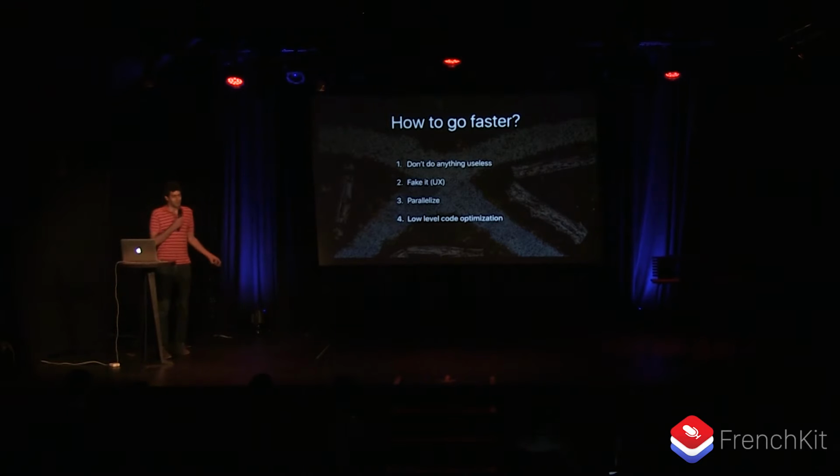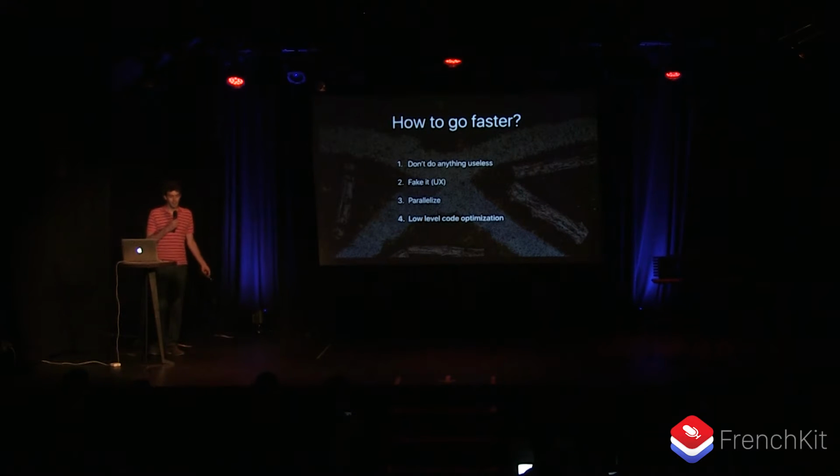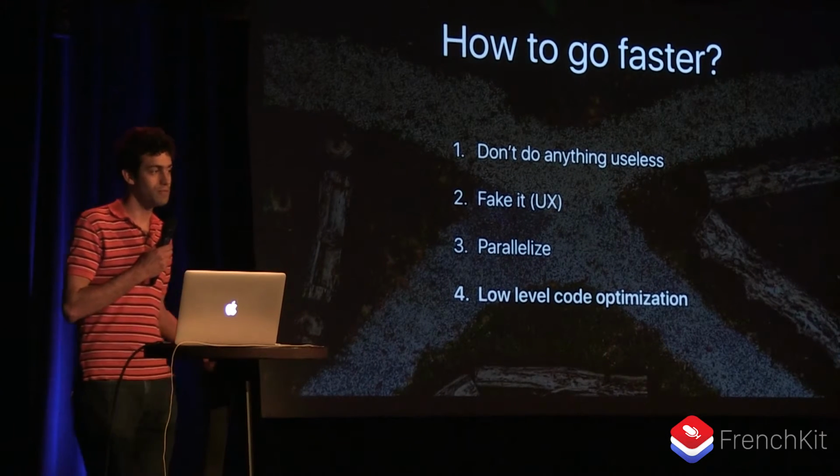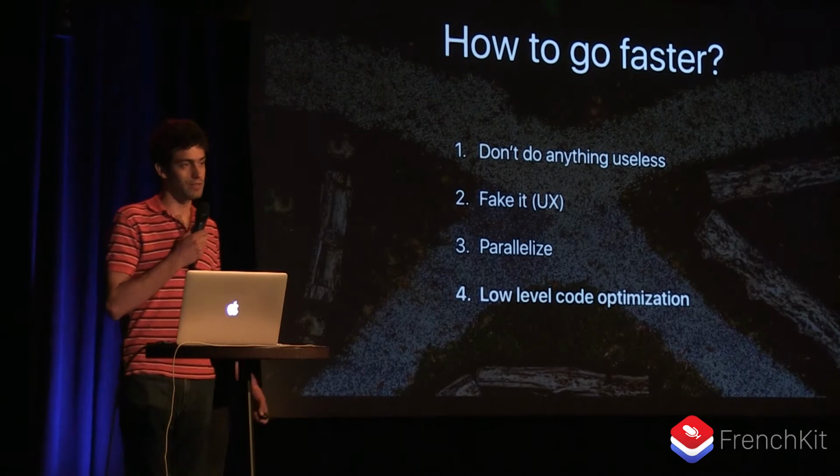So there are different ways to go faster in your app. Well, the first way is don't do anything useless, right? That sounds obvious, but just remember it. Second way is to fake it. When you cannot go faster, you can try to make it look faster for the user. I guess a progress bar could be one way, but another way, I think Instagram tries to upload photos before you even validate and say send. So in the background, they start uploading, and so it feels like it went very fast.